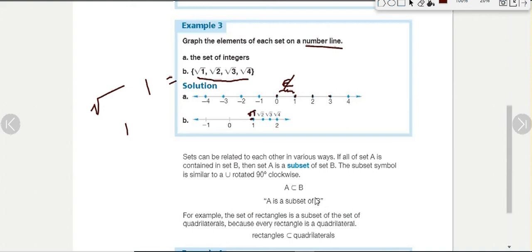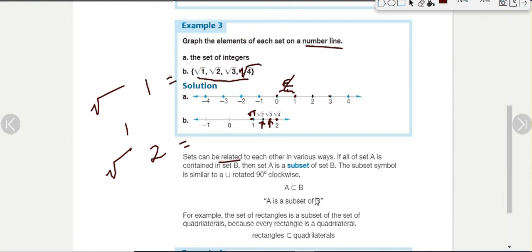Now, type in your calculator, if you've got the square root of 2, it's going to be somewhere between 1 and 2. Smaller, though, than square root of 3. And then, of course, 4 being a perfect square, then we're at 2. So you may not know exactly where to put these, but you know they're between 1 and 2. So you would graph them like that.